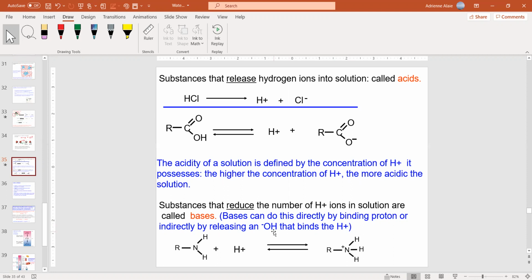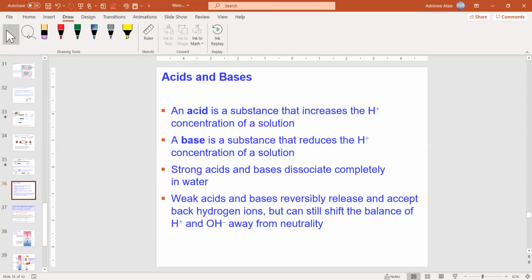So it's not that the proton binds directly to that particular type of base, but overall we define the base as something that reduces the number of proton ions in solution. Something that dissociates and can release an OH minus will reduce the number of protons in solution, because that OH minus will bind to the H plus. Okay, so again, this is a review of what we just talked about. An acid is a substance that increases the proton concentration of a solution. A base is a substance that reduces the proton concentration of a solution.